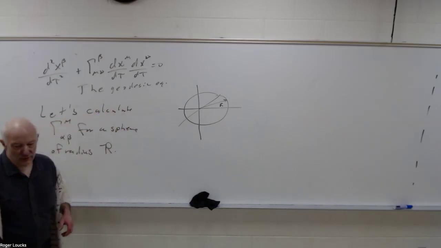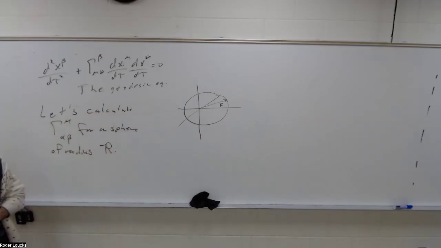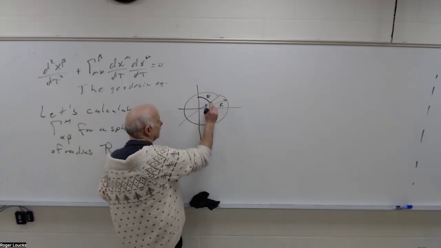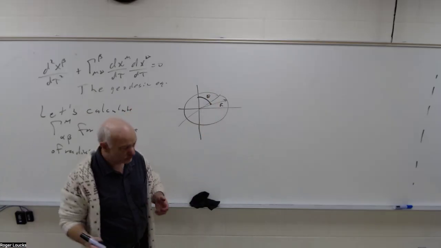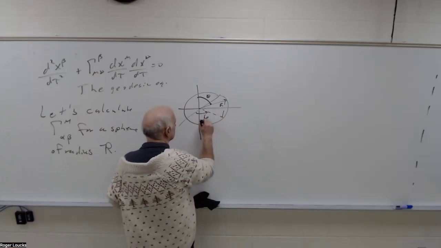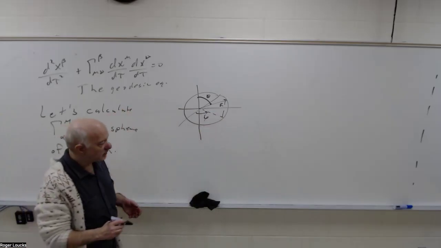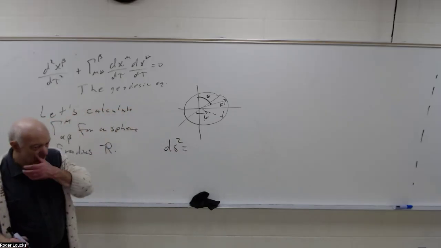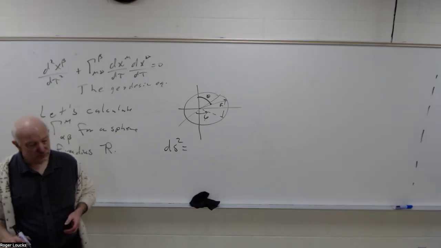So what would be the coordinates we'd have for this? If we're a bug and looked on that sphere, what would be our coordinates? X, Y, Z? No. The angular ones. Yeah, our coordinates would be theta and phi. So let's write ds squared. So you tell me how to do this.